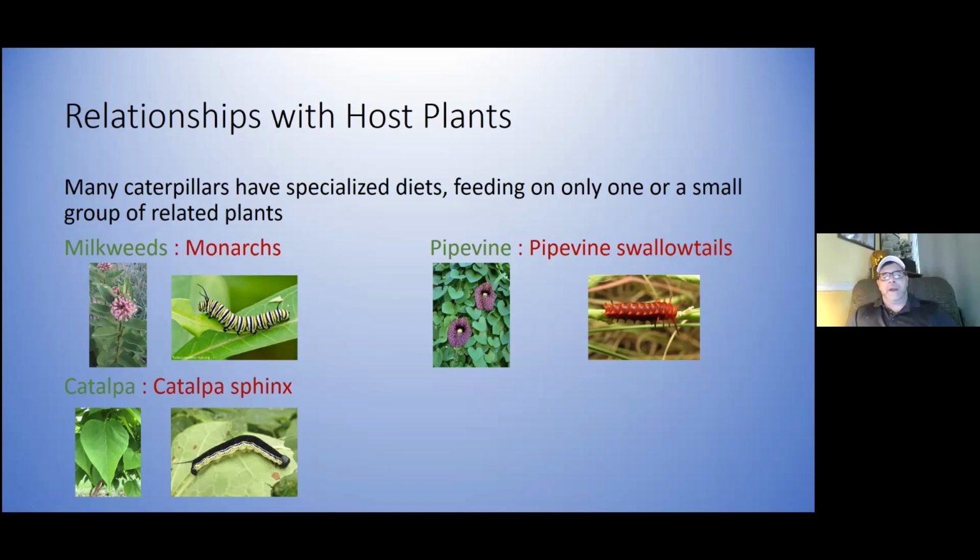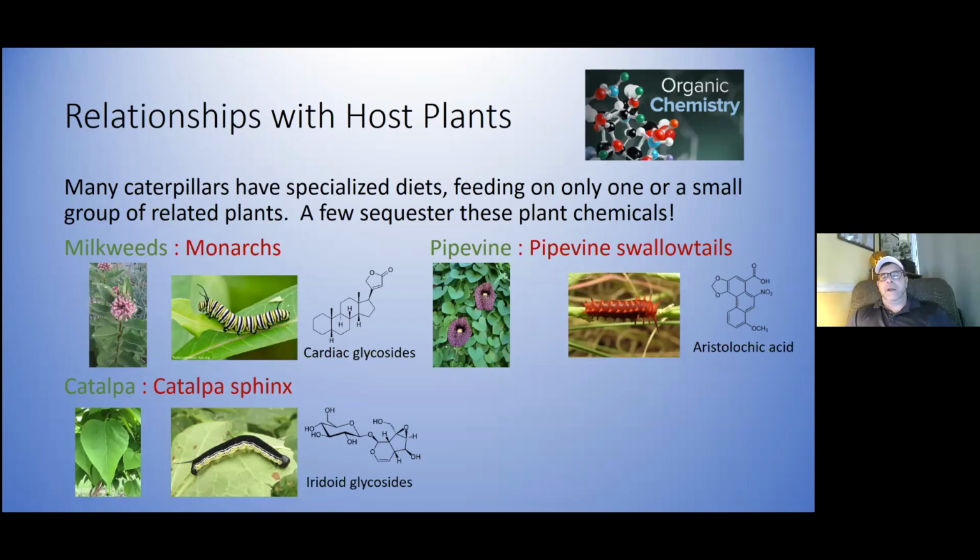And the reason they have this relationship, of course, is because of chemistry, right? So chemistry is hugely important in these relationships. And so with monarchs, of course, the plants are highly toxic and defended with these cardiac glycosides that the caterpillars have evolved, not only the ability to counteract so they can detoxify them, but they can also sequester these compounds for their own defense.